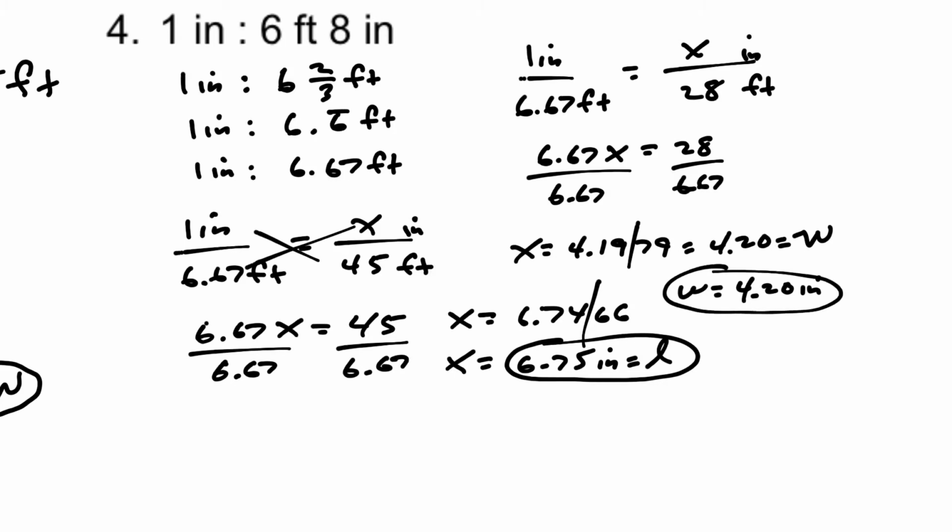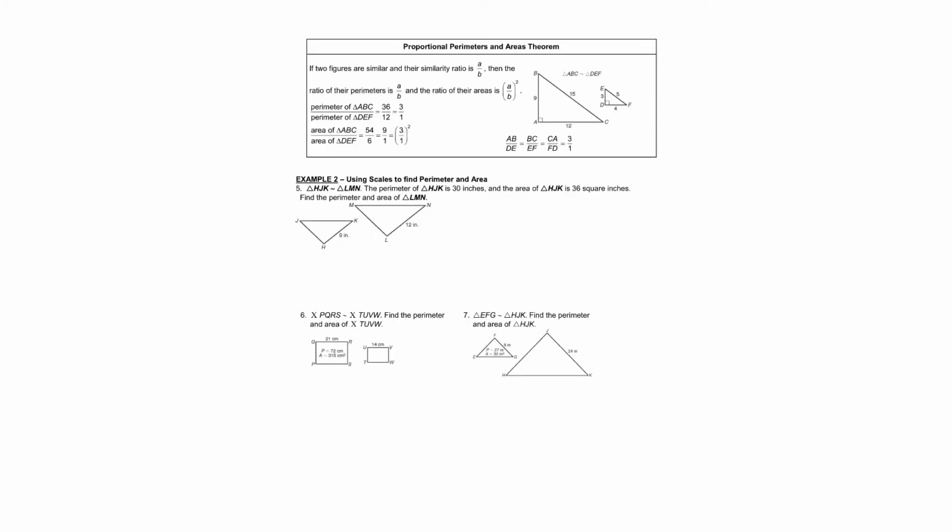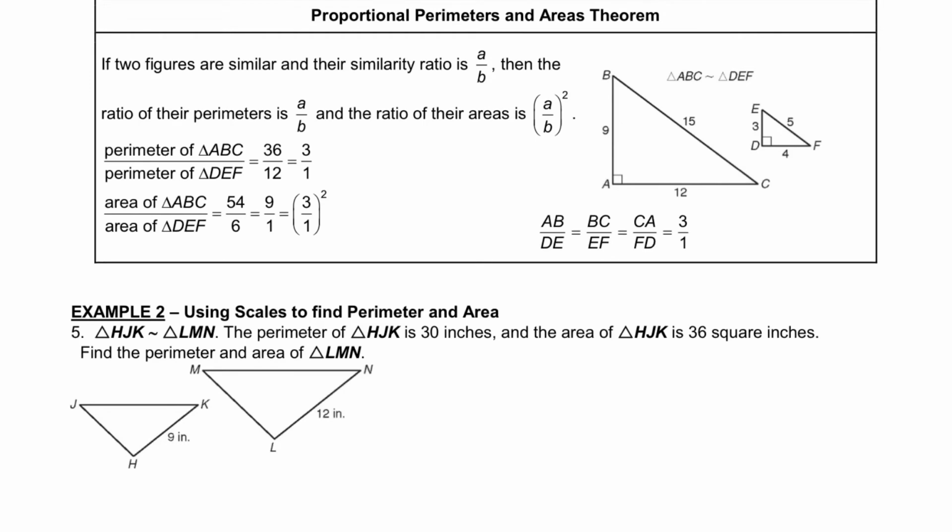Let's move on to the next page and look at the box at the top of the next page. We have the proportional perimeters and areas theorem. What it says is if two figures are similar and their similarity ratio, or their scale factor, is A to B, then the ratio of their perimeters is also A to B, and the ratio of their areas is A over B squared. So let's take a look at the example in the box here to see how this works.